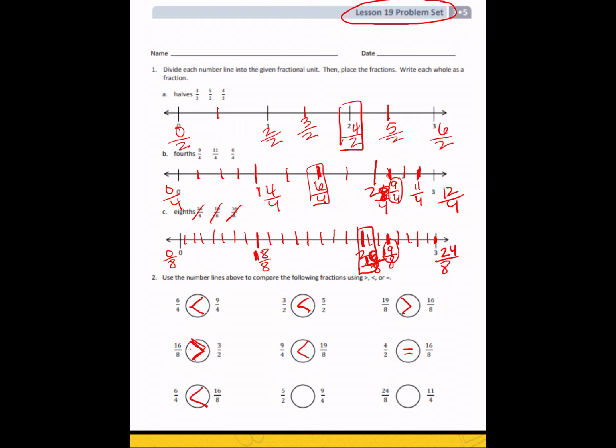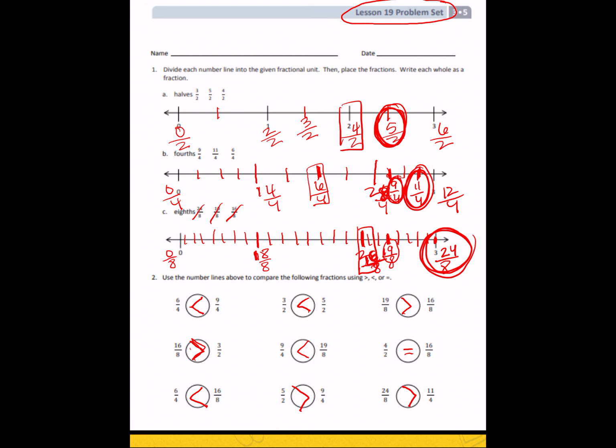5/2 and 9/4. So I'm going to look for 5/2. Here's 5/2. And 9/4 is over here. Let's see. 5/2 and 9/4. My number lines aren't equal. 5/2 is just a tiny bit bigger than 9/4. And then 24/8 and 11/4. So here's 24/8. And then 11/4 is right here. So 24/8 is greater than 11/4.